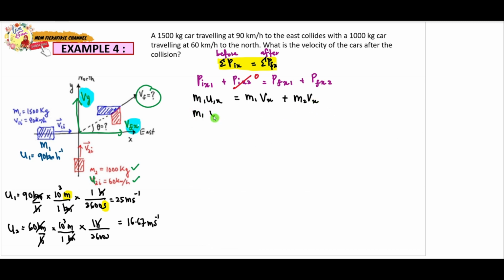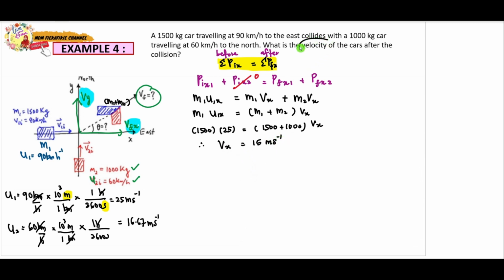Okay, so kalau kita susun, dia akan jadi M1 plus M2 Vx. Okay, so ini adalah M1 plus M2, sebab mereka dah bergerak sekali. Okay, so M1 is 1500, U1x is 25 meter per second. So kita tambahkan the mass 1000 for M2 and Vx. Therefore, we can calculate Vx equal to 15 meter per second. Okay, kita baru cari Vx.